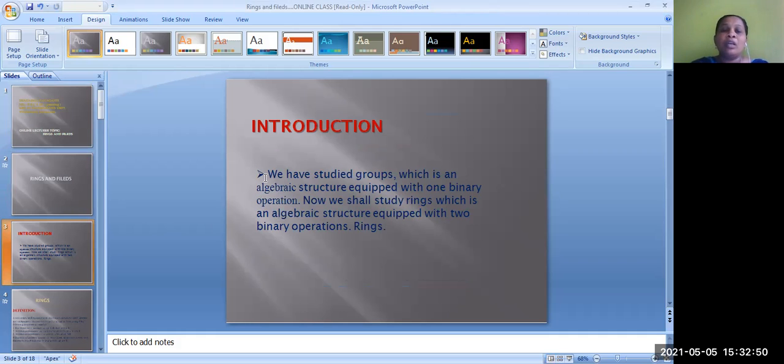Actually, we already discussed this in groups. We have studied groups, which are an algebraic structure with one binary operation. In groups, we use only one binary operation, either addition or multiplication, but in rings, we are going to use both at a time. And we have 8 properties completely. We'll see what the properties are, and we are going to see the definition of rings.